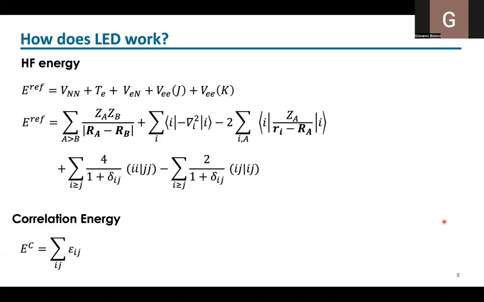So how does the LED work? In this approach, we exploit the fact that the electronic energy in any post-Hartree-Fock method can always be expressed as the sum of contributions from at most pairs of particles, electrons and nuclei.